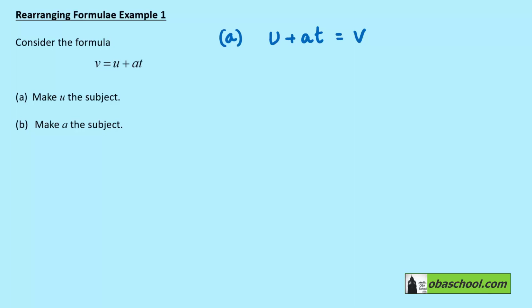Now all I want to do is isolate the u. The plus at is added to the u, so if I subtract at from both sides, I get u on its own. So u is going to be v minus at.